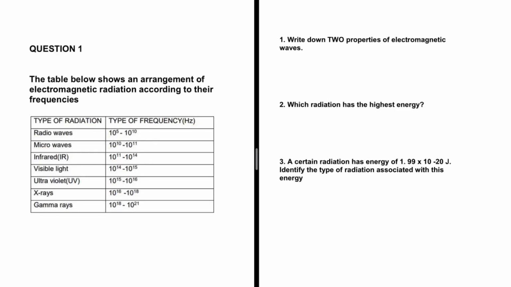Electromagnetic radiation, past exam questions. Let's go ahead and take a look. The first question: write down two properties of electromagnetic waves.